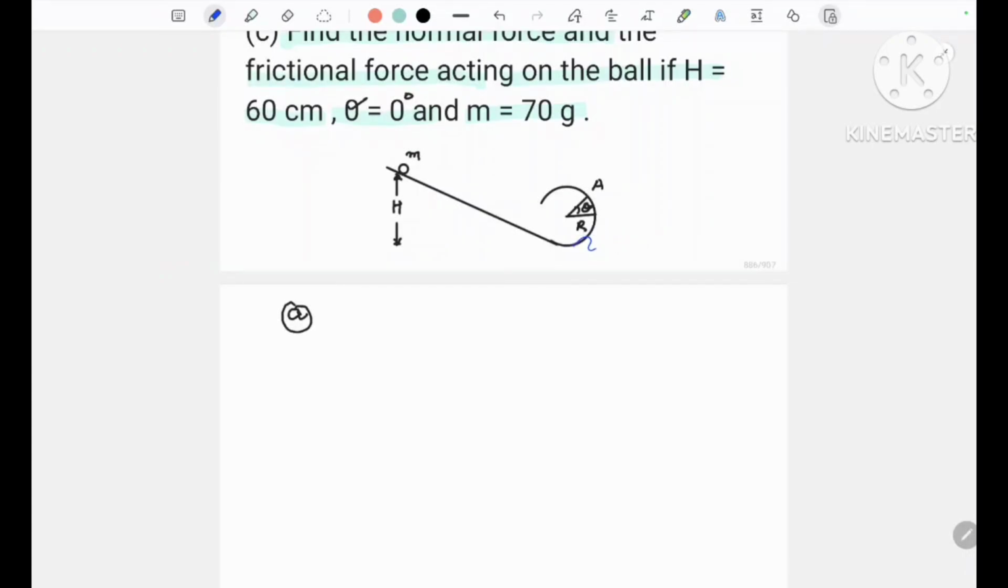A की हाइट, this is height, और हाइट होगी r, and this is r sin theta. अगर ये datum line है, this is datum, तो height of A will be r plus r sin theta.